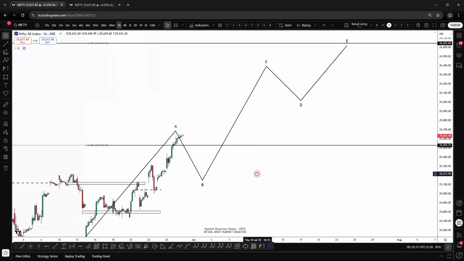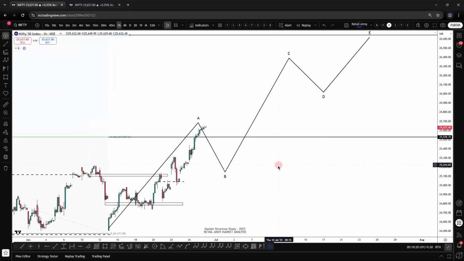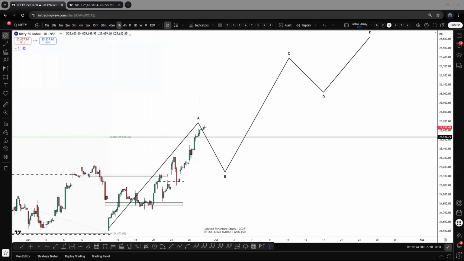So what do you have right now? Based on the analysis so far, you have a structure which can reverse anytime. Then the fall style will be a sharp fall. A sharp fall will come anytime. So how do you trade this is the question now. How do you trade this?